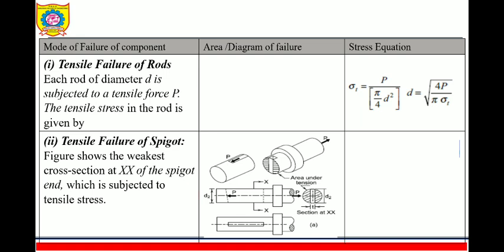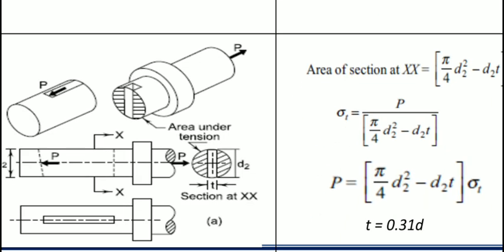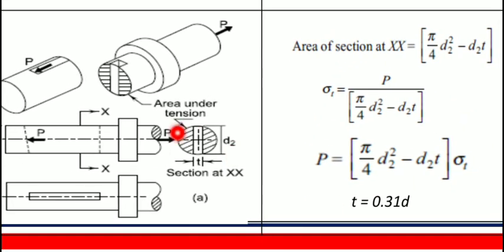So what will be my equation? Equation will be very simple. Area at section XX. So what is the area at section XX? One can see the total area of the circle is pi by 4 d square. From that we have to subtract the area of the slot. So I will zoom here. So what is my cross section? This cross section will be total cross section pi by 4 d square minus d2t. Why d2t? Because d2 is the height and t is the width. So d2 into t will be the area of this rectangle. So we have to reduce this area of the rectangle to get the cross section area.